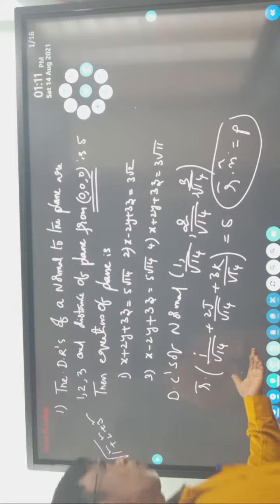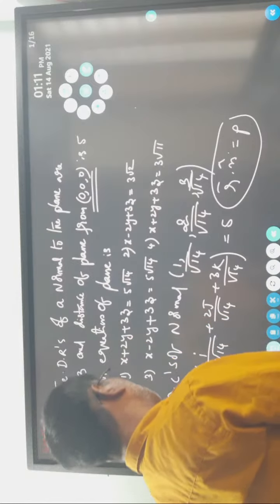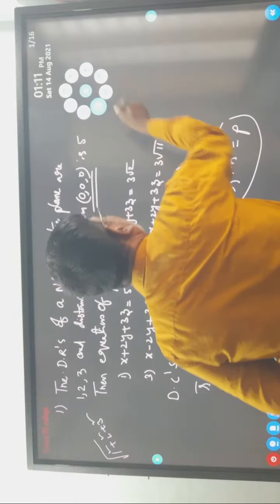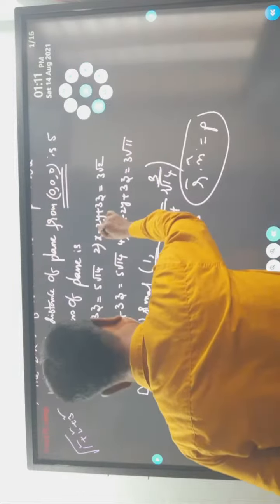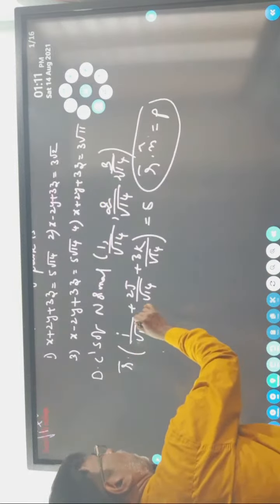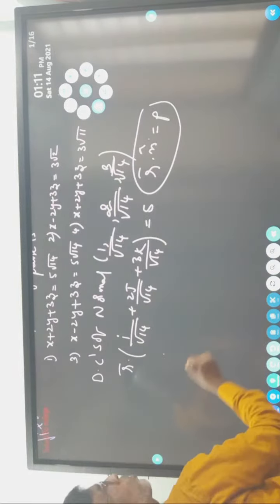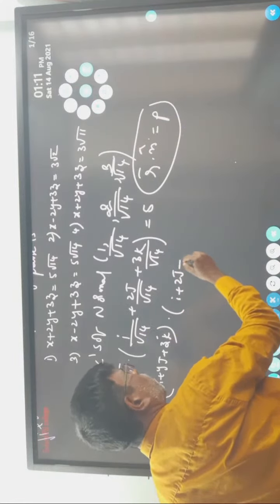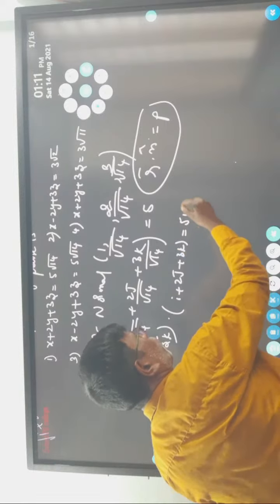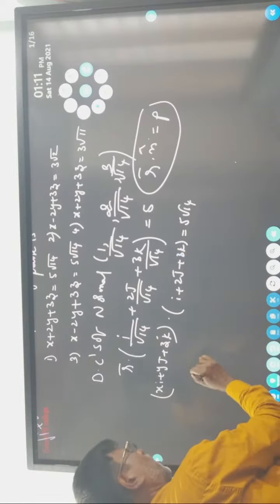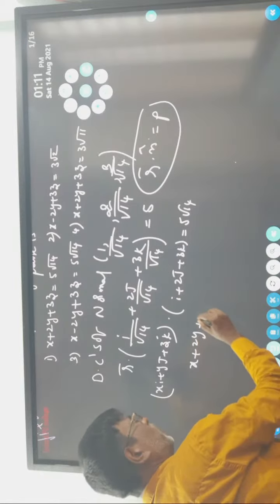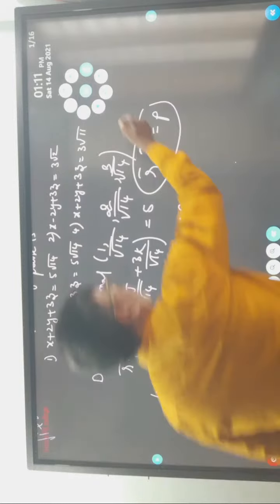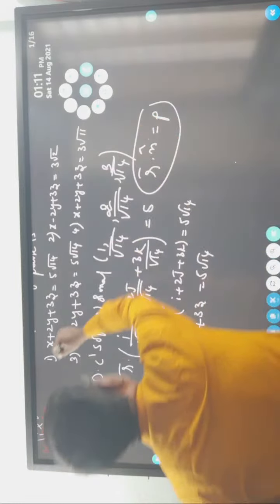Now, I have to substitute that, and we will get the answer easily. R is nothing but xi plus yj plus zk. If you take it like this, you can take that side: i plus 2j plus 3k equals 5 root 14. So you take the dot product, x plus 2y plus 3z gives 5 root 14. Check the answer once again. Where is that answer? So the first is the correct answer.